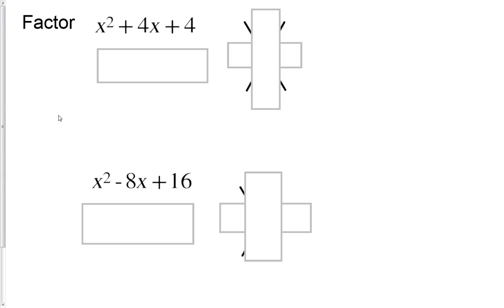We'll do a couple more, and then I'll have you try some later in the lesson. X squared plus 4x plus 4. Again, 1 times 4 is 4. And then the bottom number is also going to be 4.